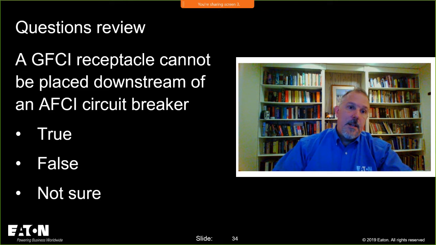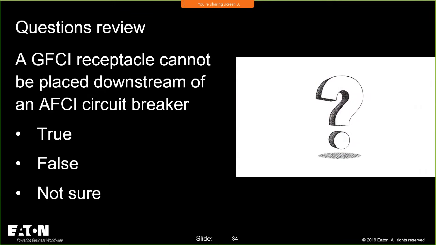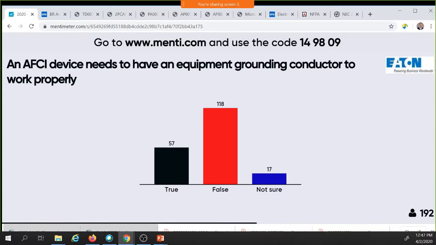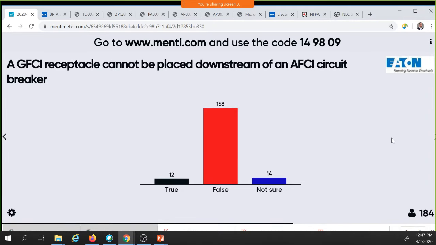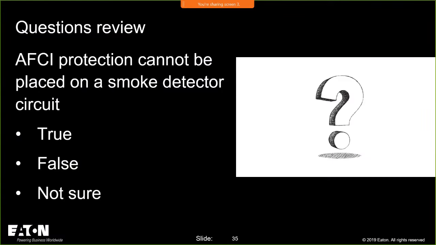Okay, so how about the next one? A GFCI receptacle cannot be placed downstream of an AFCI receptacle, and I think I answered that one already. Let's take a look. A GFCI receptacle cannot be placed downstream of an AFCI circuit breaker, and the answer is false. Good. 158 answered that. You know what? Here's my rule. If the majority of you get it correct like that, I'm moving on, because you know what you're talking about.